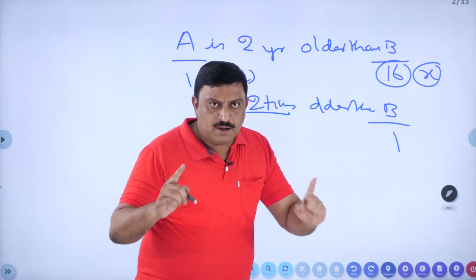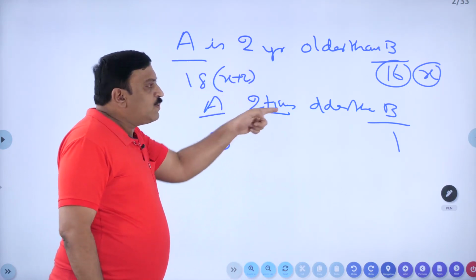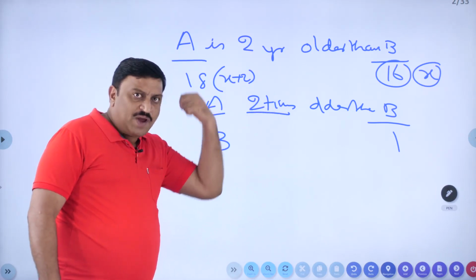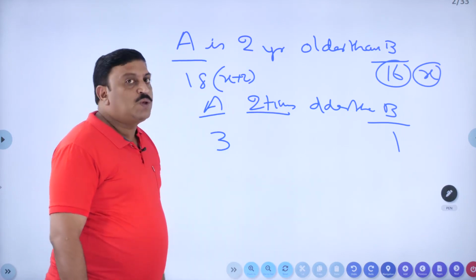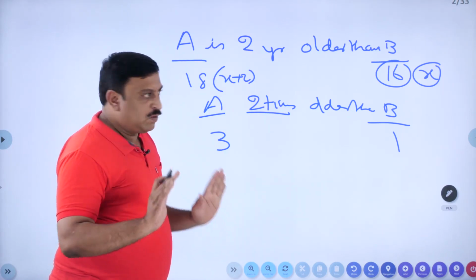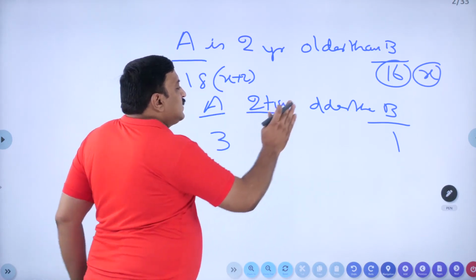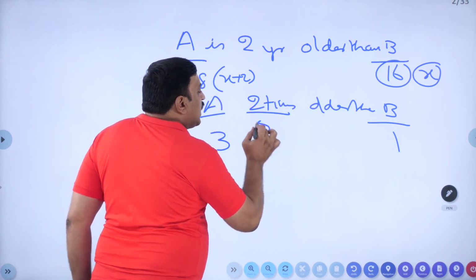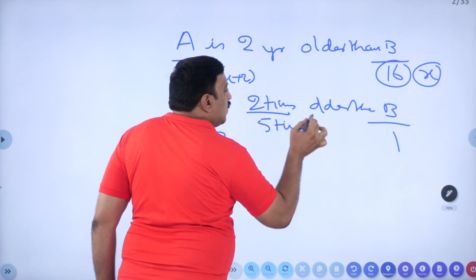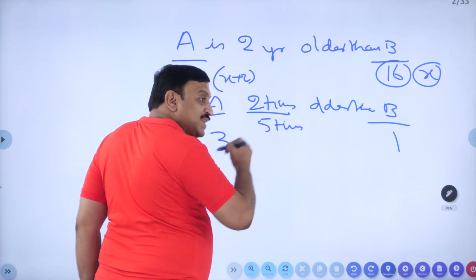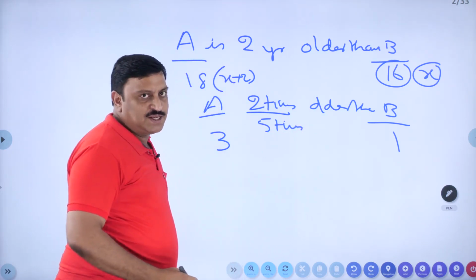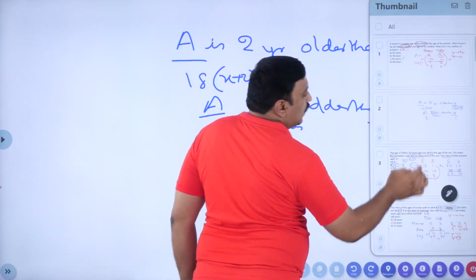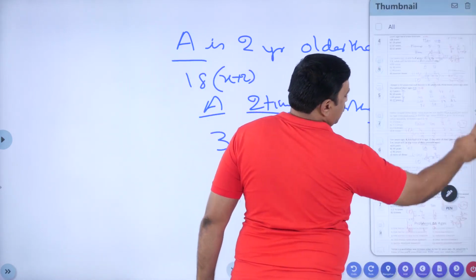So, am I clear? Right? See, 2 times older. If I say 3 times older, it will be 4:1. That's what we have discussed earlier. So, now, if A is 5 times older, it will be 6:1. 6:1, right? Same way, now, what is your discussion?